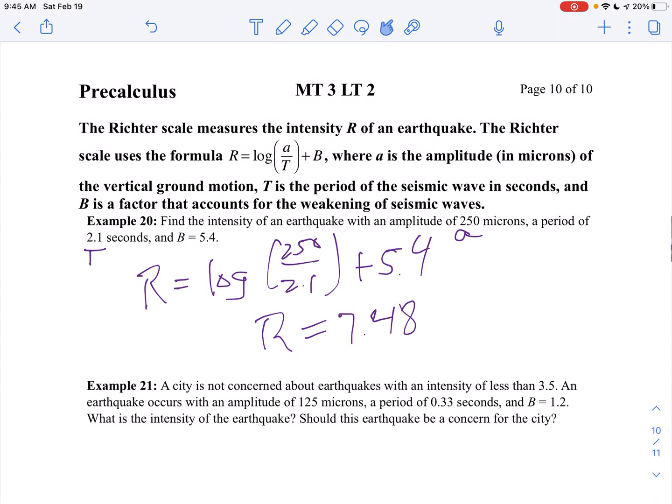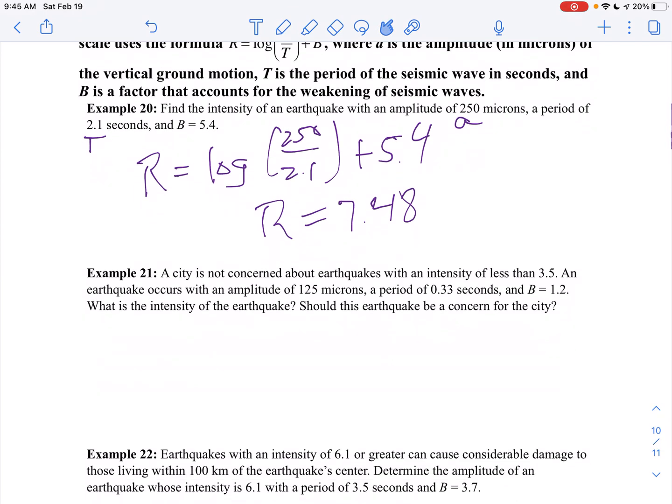Let's take a look at example 21. It says the city is not concerned about earthquakes with an intensity less than 3.5. An earthquake occurs with an amplitude of 125 microns and a period of 0.33 seconds, and B equals 1.2. What's the intensity of the earthquake? Should the city be concerned? Okay, pretty much the same thing, isn't it?